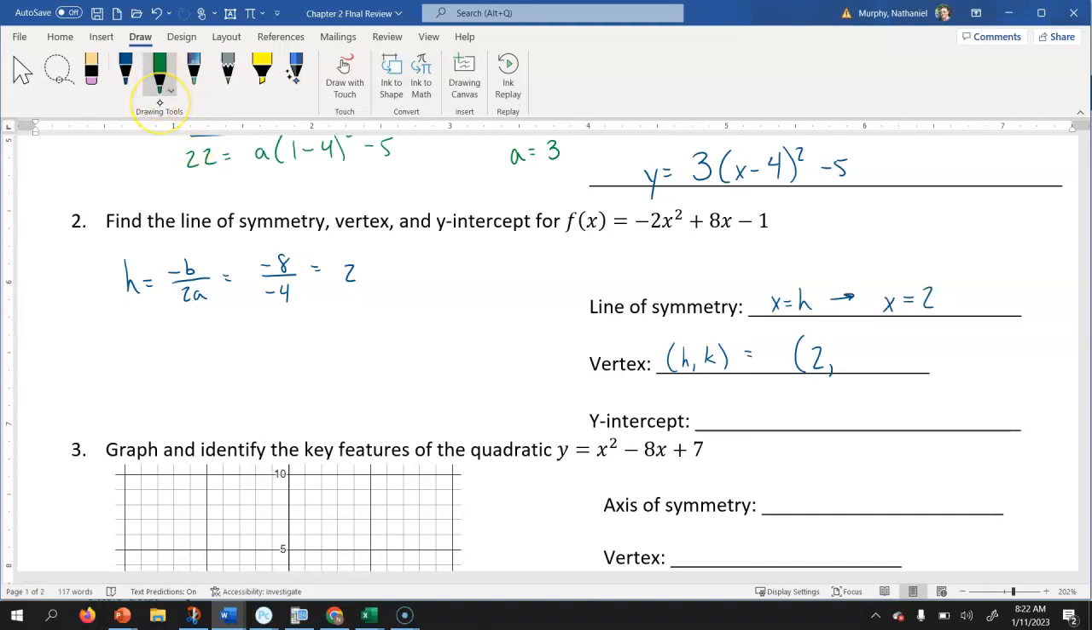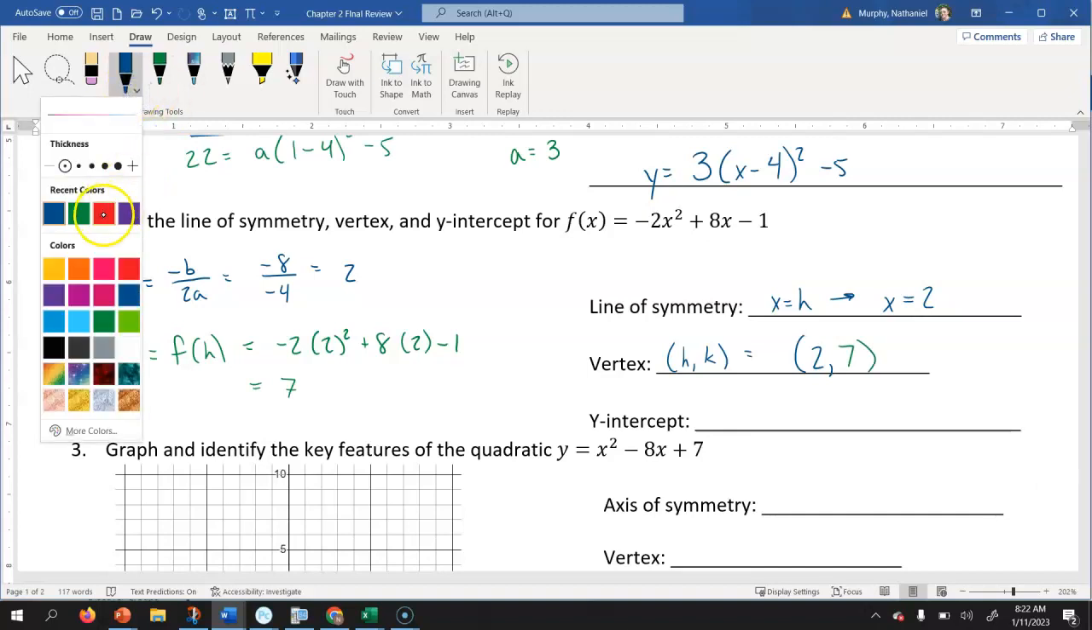All right, now to find our value for k, we're just going to put whatever h is into the function. So every time I see an x, I'm going to replace it with 2. So it'd be -2 times 2 squared plus 8 times 2 minus 1. And when you go to simplify that, you can just plug it in your calculator if you want, but if you simplify it, you end up getting 7 as your answer. So our vertex will be the coordinate 2, 7.